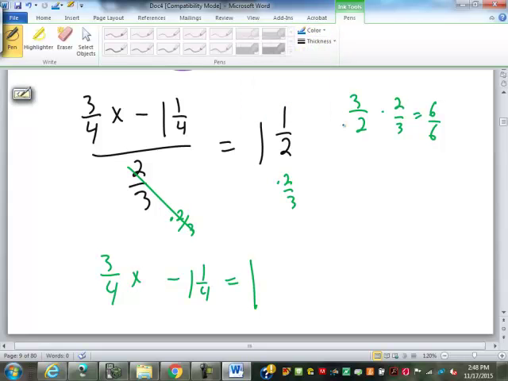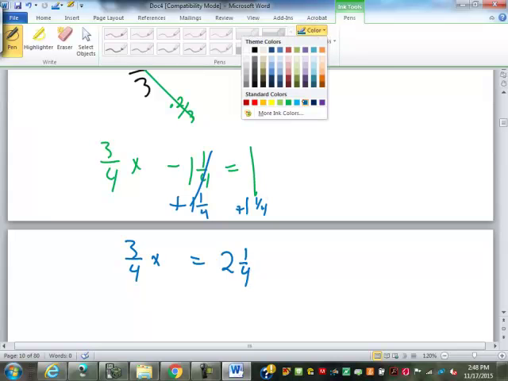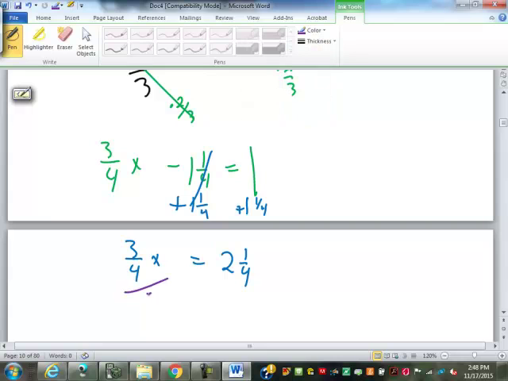Now we have to do what? Add 1 1/4, right? 3/4 x equals 2 1/4. You are correct. So now we're going to divide by 3/4. You get x equals 3.